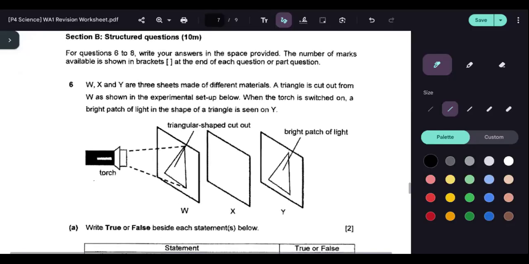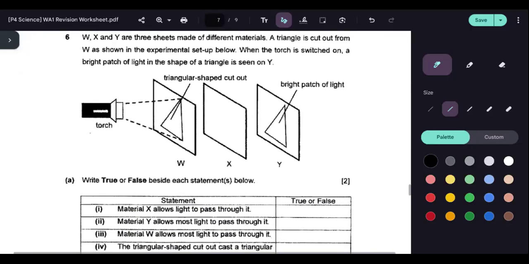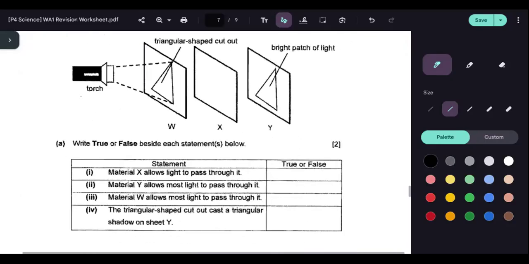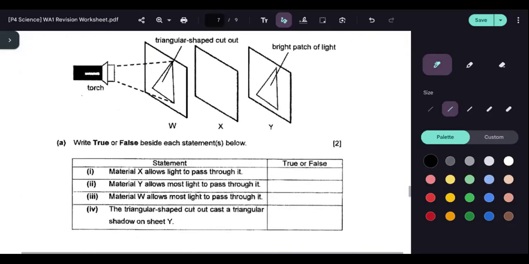Okay, let's start. W, X, and Y are 3 sheets made of different materials. A triangle is cut out from W as shown in the experimental setup below. When the torch is switched on, a bright patch of light in the shape of a triangle is seen on Y. So, the question is to write true or false beside each of the statements shown. First, material X allows light to pass through. This is true. I put true as T and F for false.